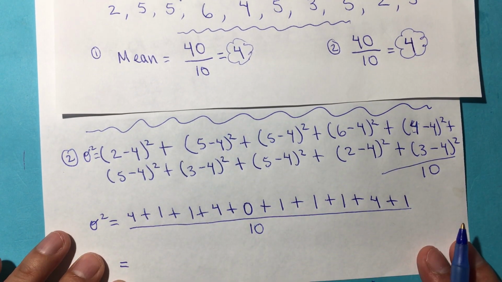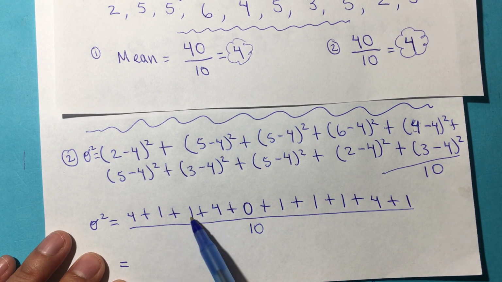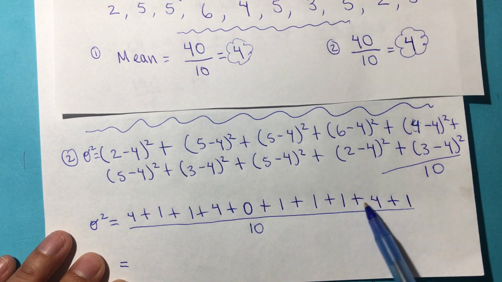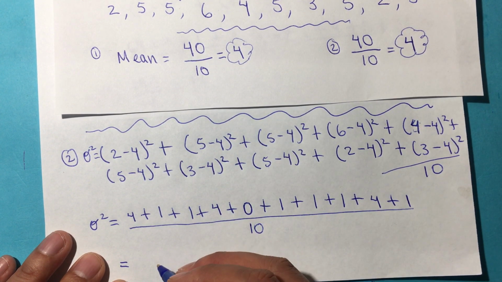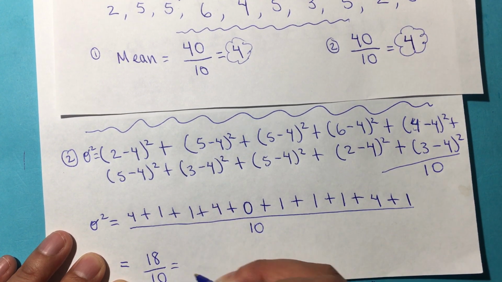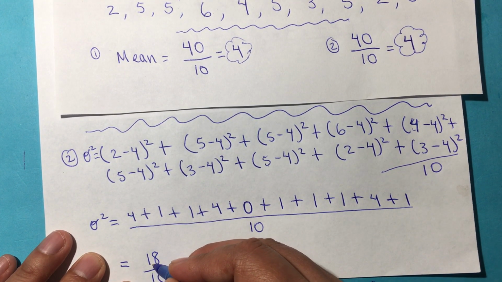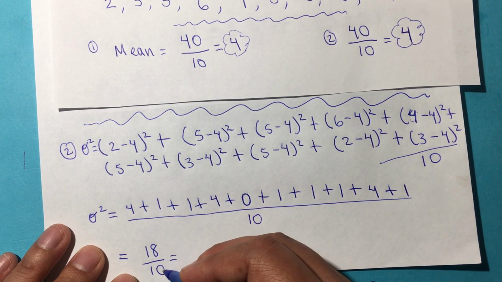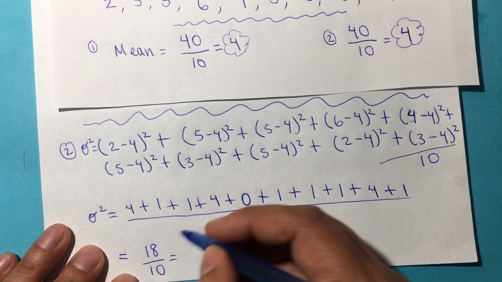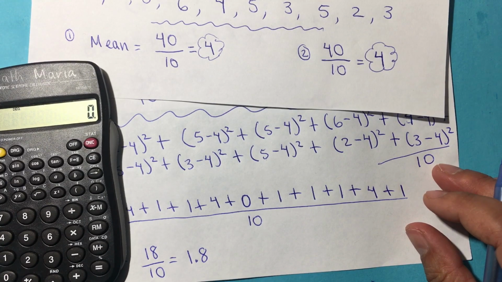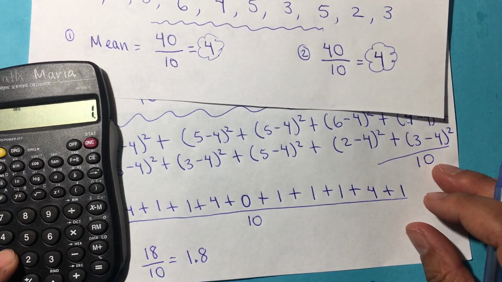I think we can do this one mentally. 4, 5, 6, 10, 11, 12, 13, 17, 18. 18 divided by 10, because there are 10 items. When we divide by 10, it's just moving the decimal point back by the number of zeros. So it's only 1 zero, 1 space back. So it's 1.8. Or if you want to use your calculator, 18 divided by 10 is 1.8.